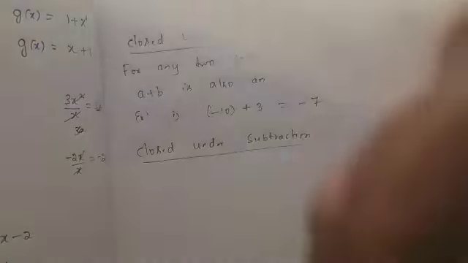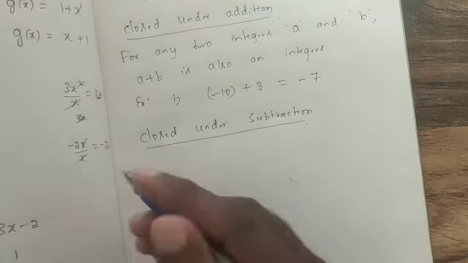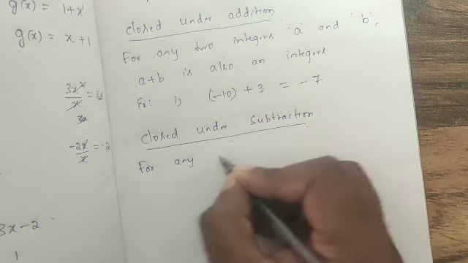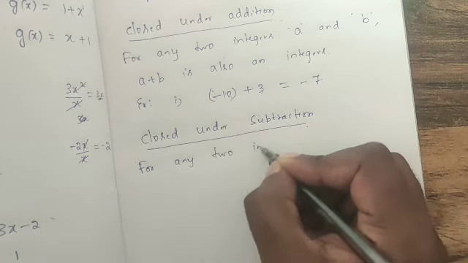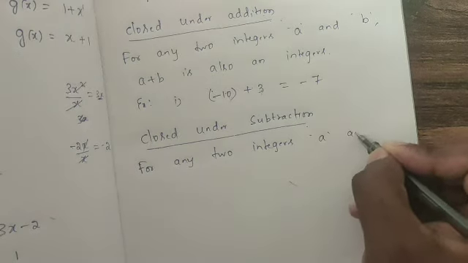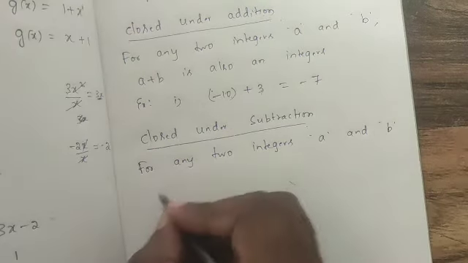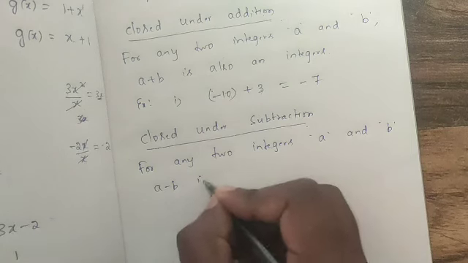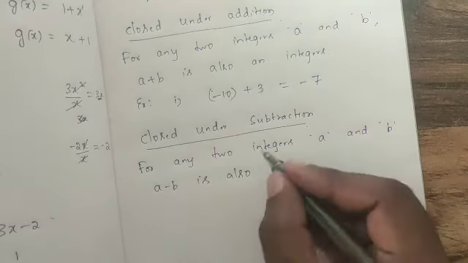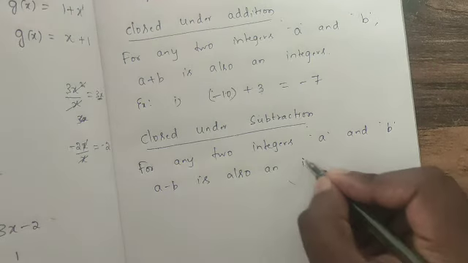So you write the general statement: for any two integers a and b, a minus b is also an integer. Observe that here I have written a minus b. The operation is subtraction, and the result is also an integer.